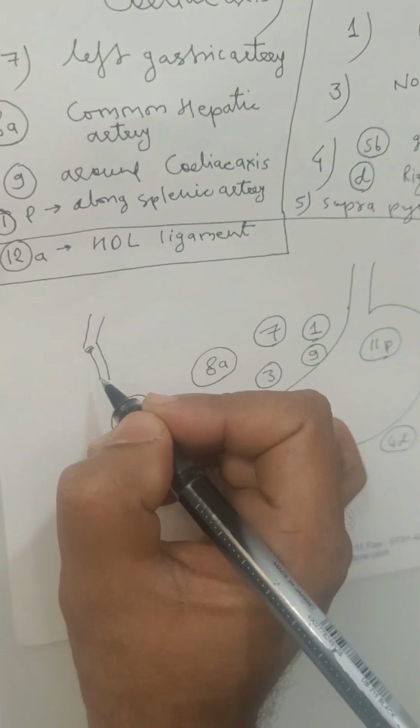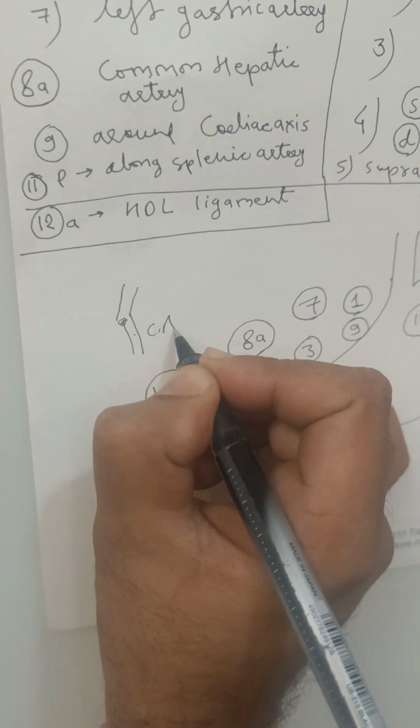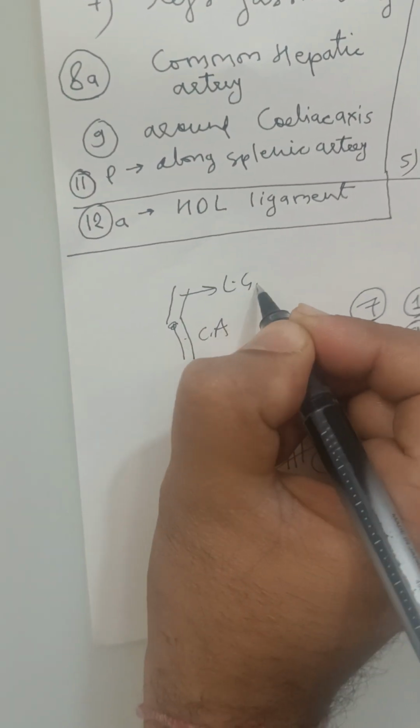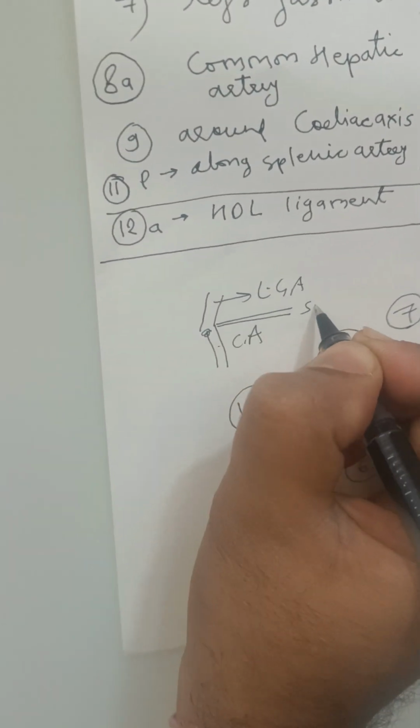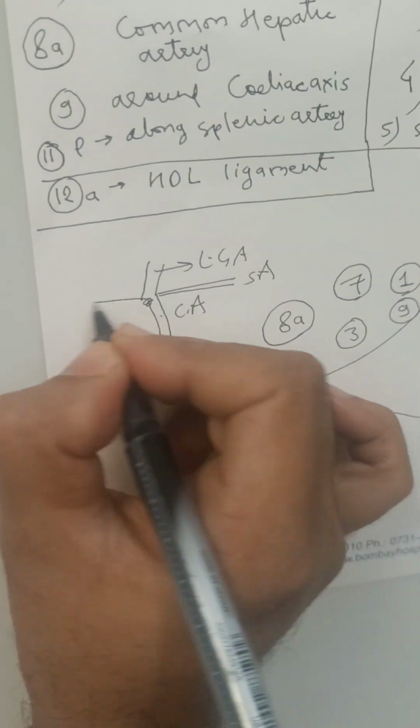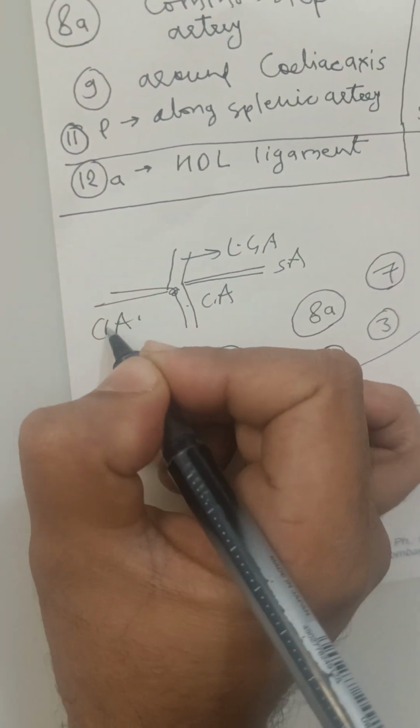So this is the left gastric artery. This is the celiac trunk, celiac artery trunk. This is the left gastric artery trunk. This is the splenic artery trunk, and this is the common hepatic artery trunk.